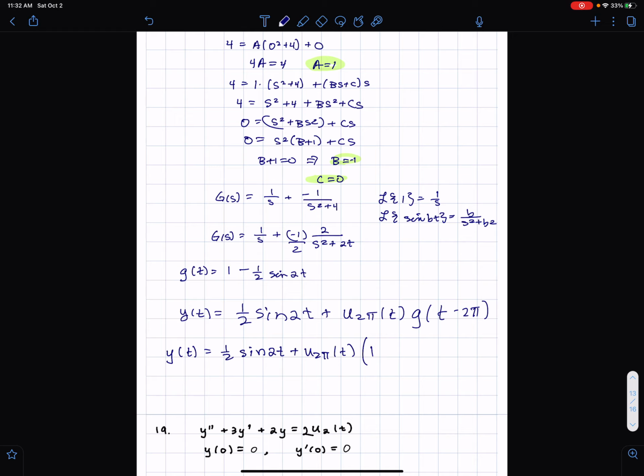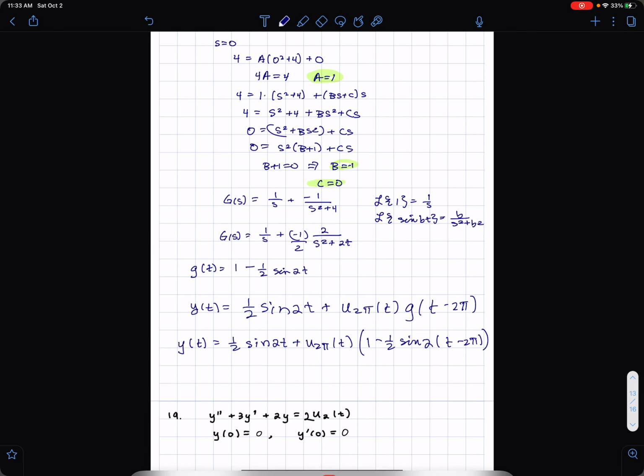So I'm going to get 1 minus 1/2 sine of 2t minus 2 pi. And the thing about this sine of 2t minus 2 pi, this is the same thing as sine of 2t, because if you shift sine of 2t by 2 pi, you have the same function because sine is periodic. So we could make this even better. Someone might say, well, I don't need to do that, but I will do it. 1 minus 1/2 sine of 2t.